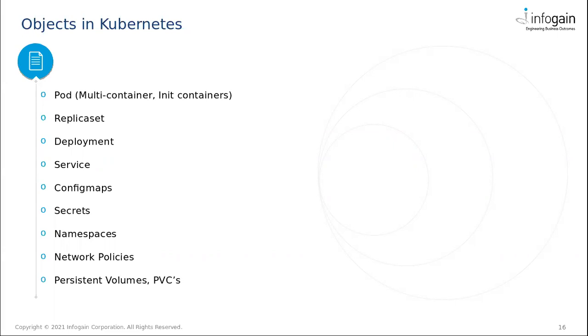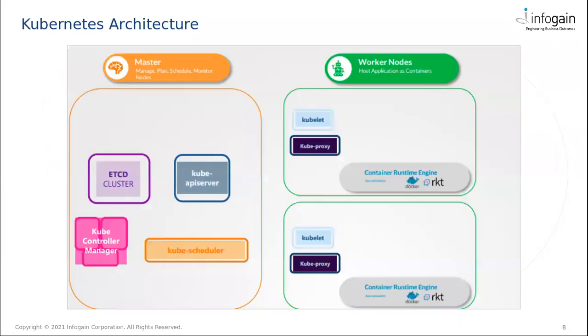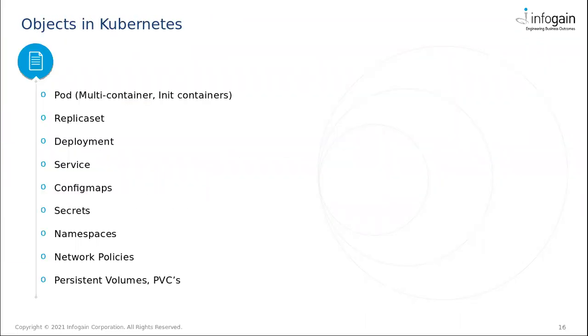Now the maximum containers that you can have inside a pod are 7. I'll show you how you can place those things, but the idea is a pod is an abstraction on top of a container. Then you have the replica set, then you have the deployment. Whenever you work with Kubernetes, this is the most important object that we are going to create. You will never create a pod. You will always create a deployment.